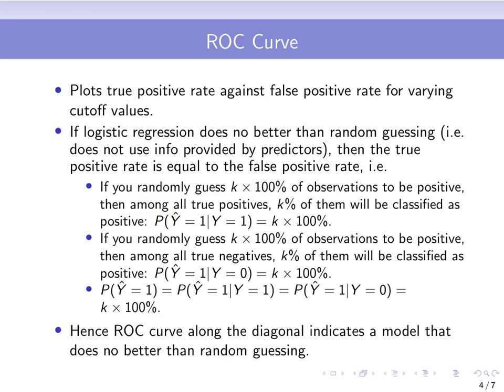And if you randomly guess k% of observations to be positive, then among all true negatives, k% of them will be classified as positive, and this is the false positive rate. So basically, the true positive rate and the false positive rate will be equal to each other, and therefore an ROC curve along the diagonal indicates a model that does no better than random guessing.